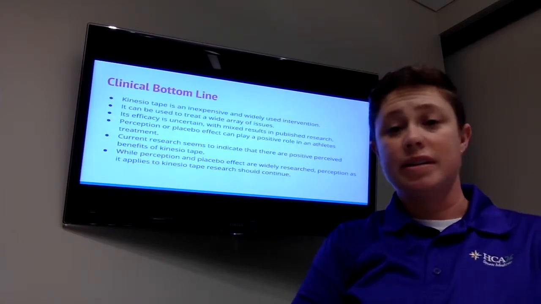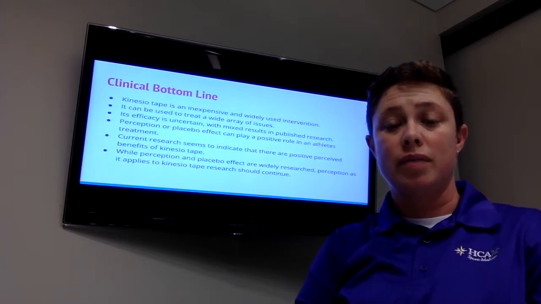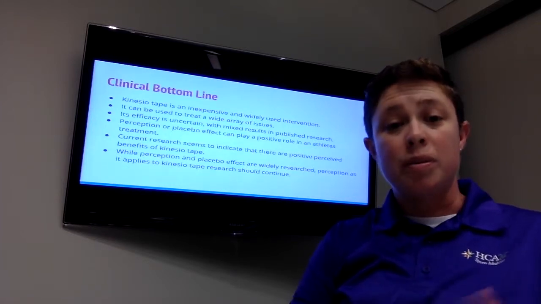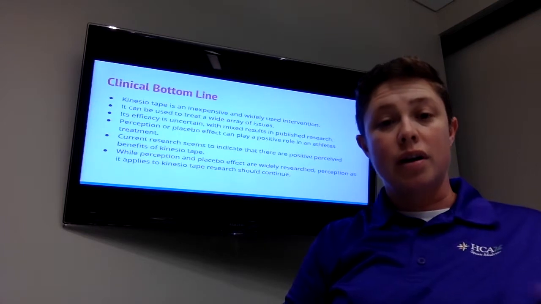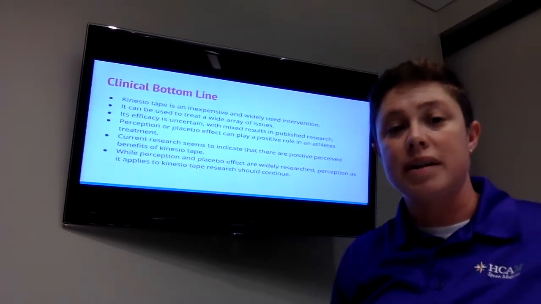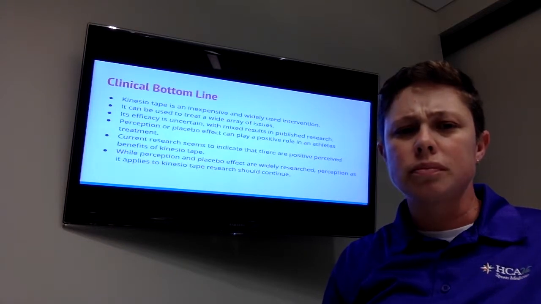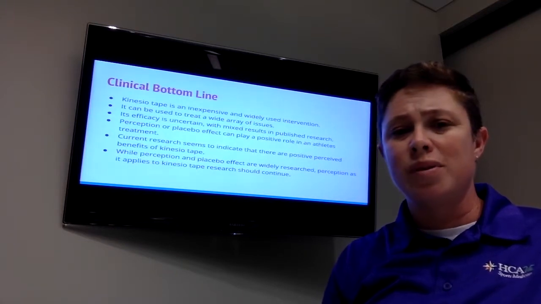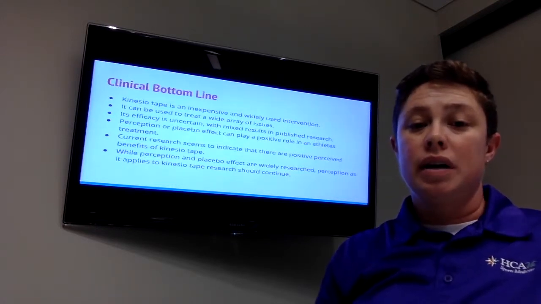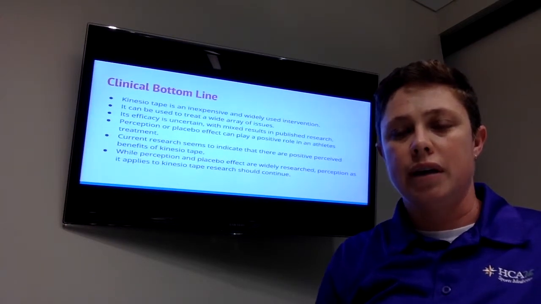Some say, yeah, it does exactly what it says it does. It reduces pain, increases performance. However, there are a lot of randomized controlled trials that show that it doesn't do what it says it does. However, perception and placebo can play a positive role in the athlete's treatment, and the current literature seems to indicate that there are positive perceived benefits to these kinesiotape applications. And while perception and placebo effect are widely researched in regards to other things, perception as it applies to kinesiotape is not as thoroughly researched, and there is a lot of room for more research in that area.